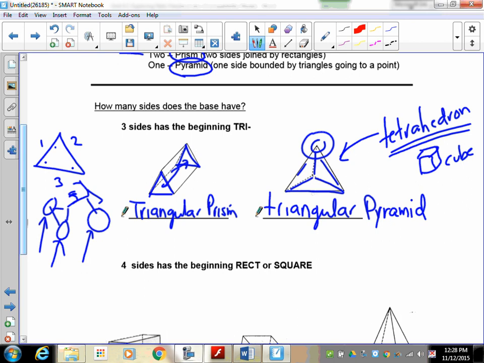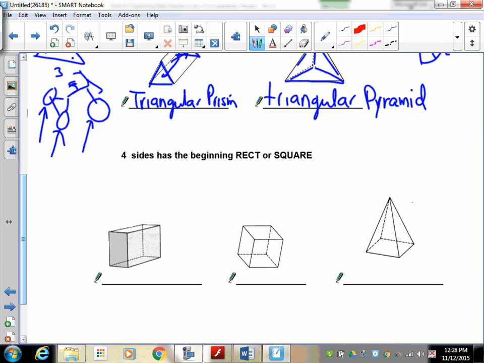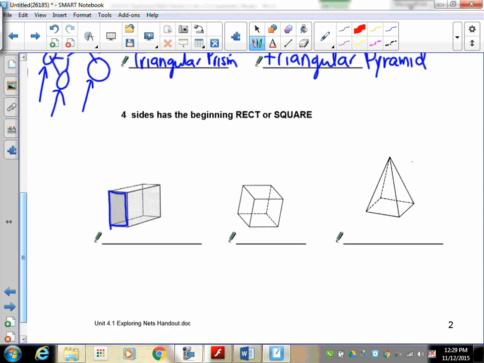Now, four-sided figures. Four-sided figures begin with RECT, rect, or square. Okay, so this one here, if you take a look, we've got a rectangle here. That means this is a rectangular. You'll see there's another rectangle over here. It's a rectangular. And it's got two opposing sides which match, so that makes it a prism.